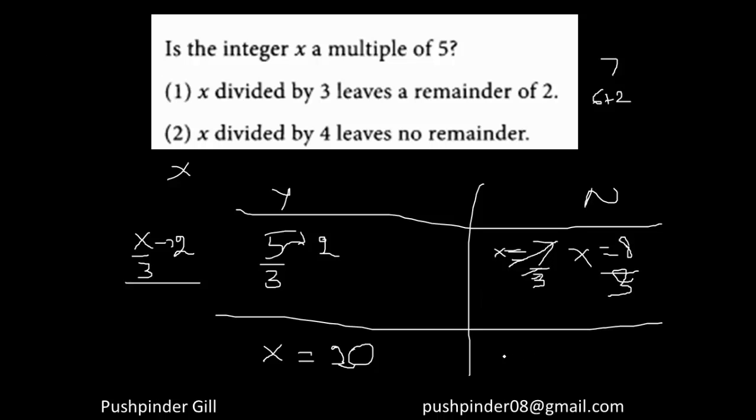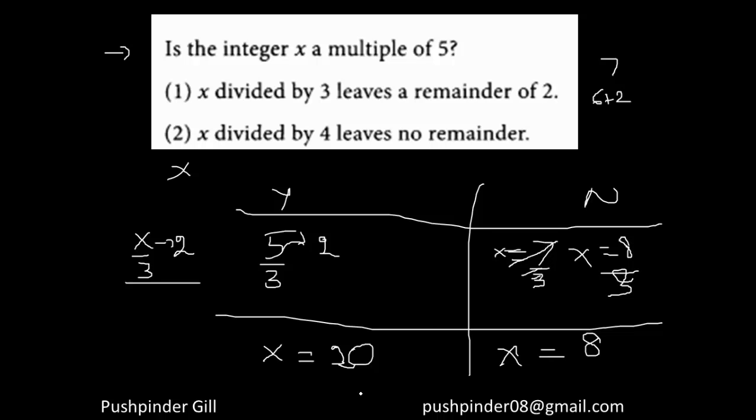Give me a value where I can get a no. Let's say x is equal to 8. 8 when divided by 4 leaves no remainder. That means that yes, 8 is not a multiple of 5, so I have a no. So even by combining both the statements, I'm getting a yes and I'm getting a no.